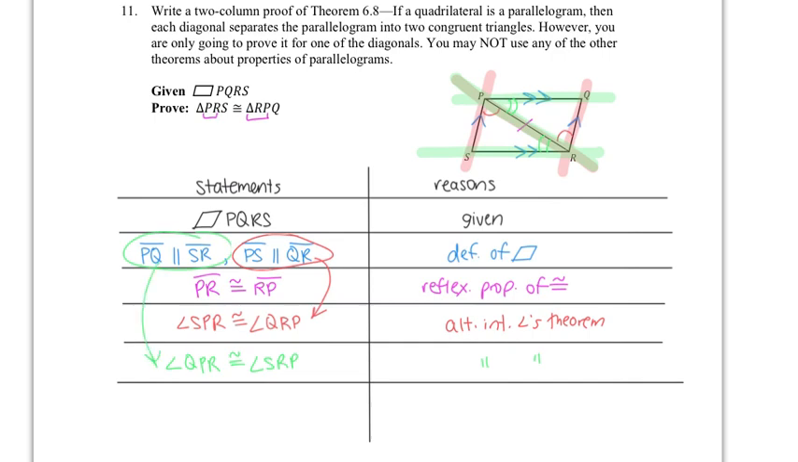Now, if you look at it, we have ASA, right? So this is just this triangle rotated around. We have ASA to prove that those two triangles are congruent. So we've got it. So we have triangle PRS is congruent to triangle RPQ by the ASA postulate. And so that proves the theorem that if you have a parallelogram, the diagonals cut the parallelogram into two congruent triangles. And we didn't need to use any conditions of parallelograms to prove that.